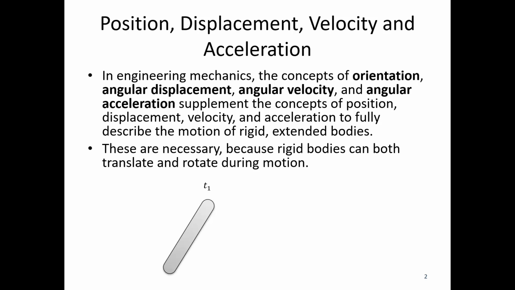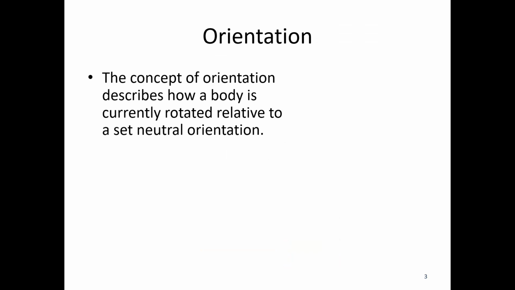If I've got some bar and it's moving from time 1 to time 2, I not only need to describe the change in position, but also the rotation that happens between these 2 points. So starting off with orientation. The concept of orientation is how a body is currently rotated relative to some set neutral orientation. So if we've got a bar sitting in space, I'd use X and Y to describe the position. I'd use that angle theta to describe the current orientation of the body.